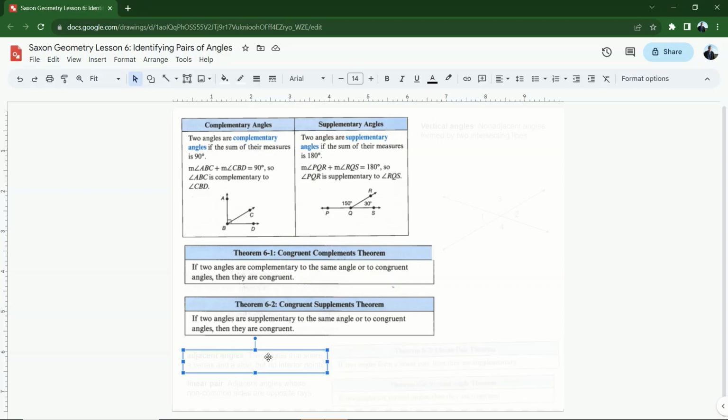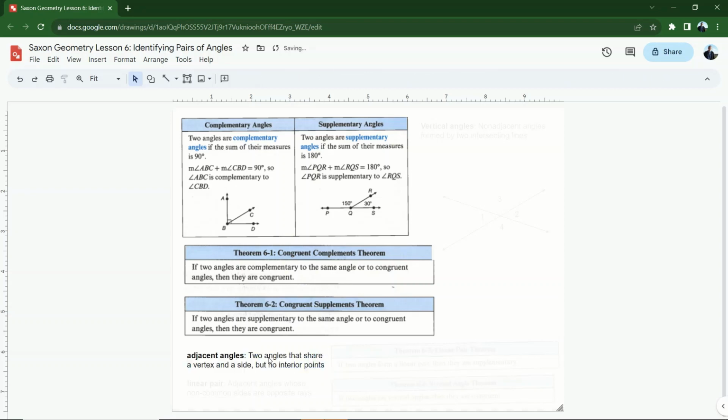All right, let's take a look at some more definitions of angles. Adjacent angles are two angles that share a vertex and a side, but no interior points. Let's take a look at this diagram here. Adjacent angles would be angles that share a vertex. Look at 1 and 3. Do they share the same vertex? Yes, where the lines intersect, they have a vertex.